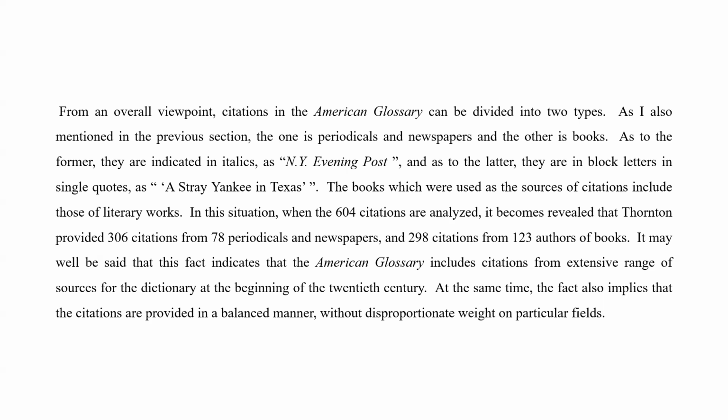It may well be said that this fact indicates that the American Glossary includes citations from an extensive range of sources for a dictionary at the beginning of the 20th century. At the same time, the fact also implies that the citations are provided in a balanced manner, without disproportionate weight on particular fields.